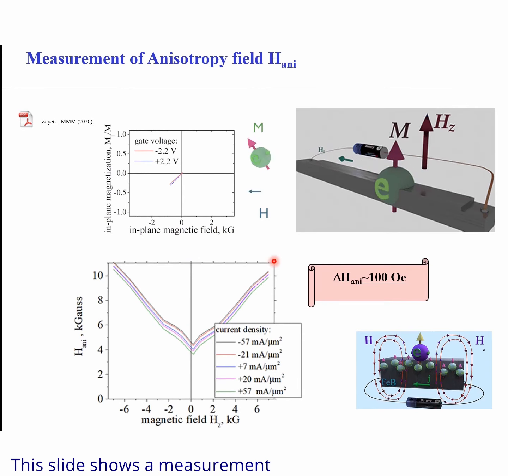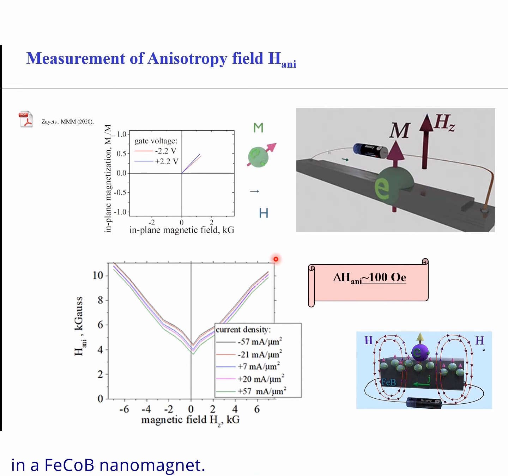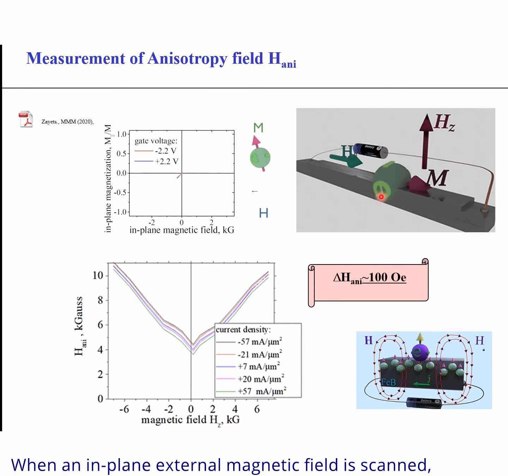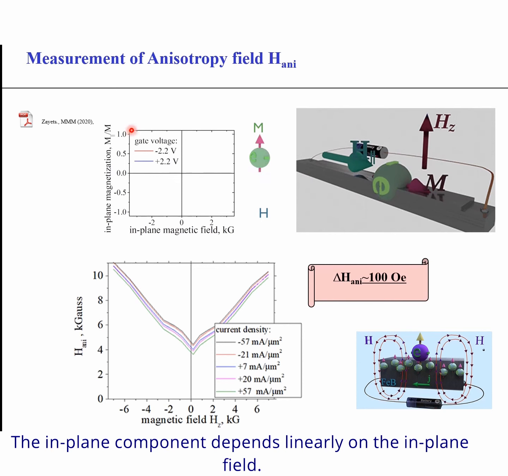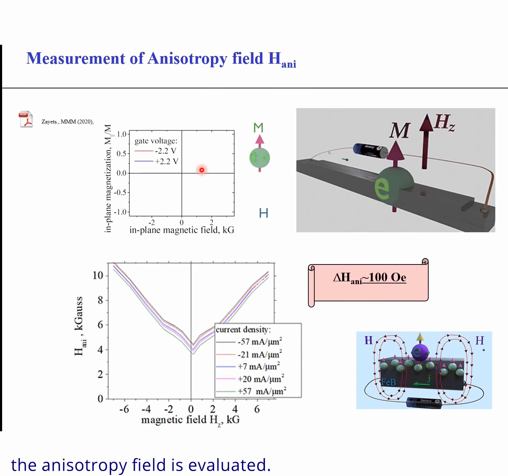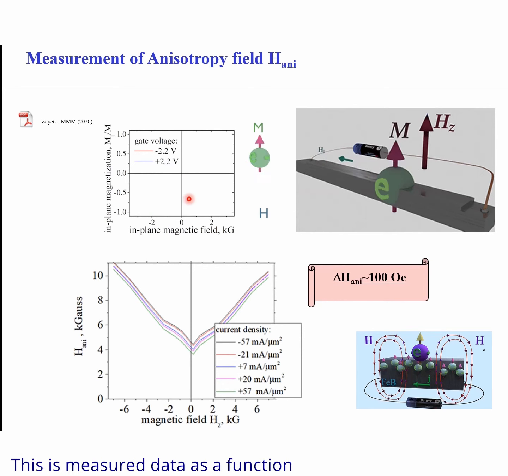This slide shows a measurement of the current-induced change of the anisotropy field in an iron cobalt boron nanomagnet. This is the measurement setup: when the in-plane external magnetic field is scanned, the magnetization is tilted. The in-plane component of magnetization depends linearly on the in-plane field. From the slope of the measured dependence, the anisotropy field is evaluated. The slope clearly depends on current.